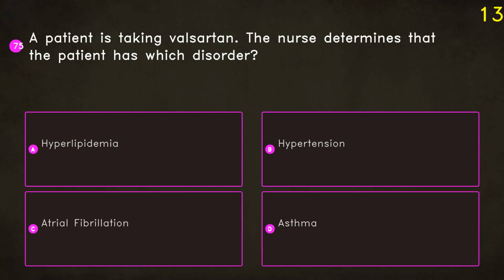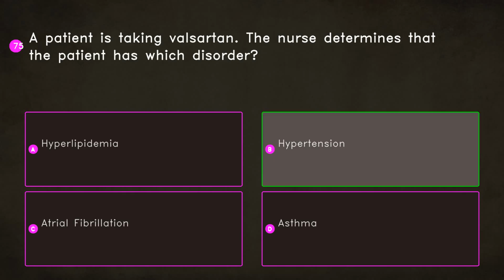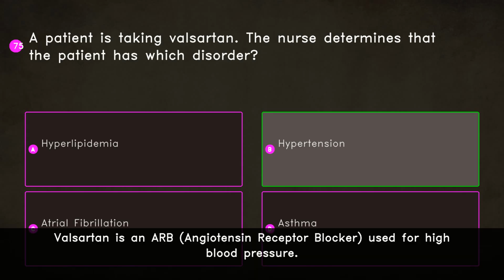Question 75. A patient is taking valsartan. The nurse determines that the patient has which disorder? A. Hyperlipidemia. B. Hypertension. C. Atrial fibrillation. D. Asthma. The correct answer is hypertension. Valsartan is an ARB, angiotensin receptor blocker, used for high blood pressure.